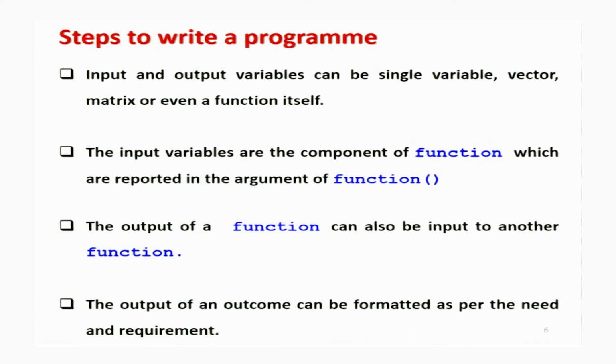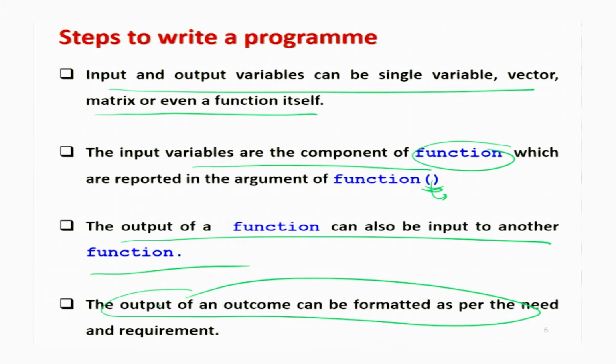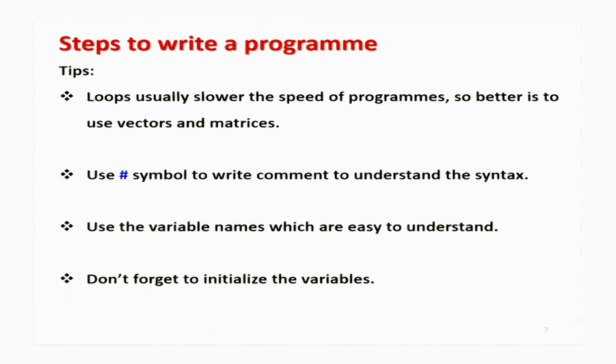Now these input as well as output variables can be a single variable, a vector, a valued matrix, or even a function itself, right? Whatever the input variables of the program are, they are the components of this function, and these components are reported inside the argument, that is, within the parenthesis of the command function. One thing you have to keep in mind is that whatever the outcome of one function is, that can also be an input for another function, right? And that is the biggest advantage of this R software, that you can call a function within a function and that will work as an input also, right? And the output can be formatted as per the need and requirement; it can be printed, soft copy, hard copy, they can all be arranged, right?